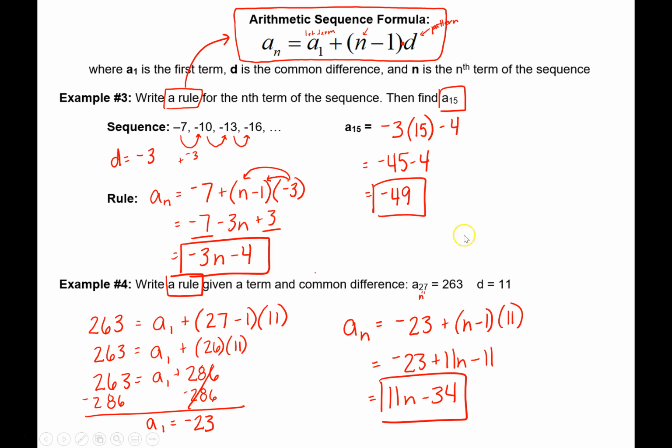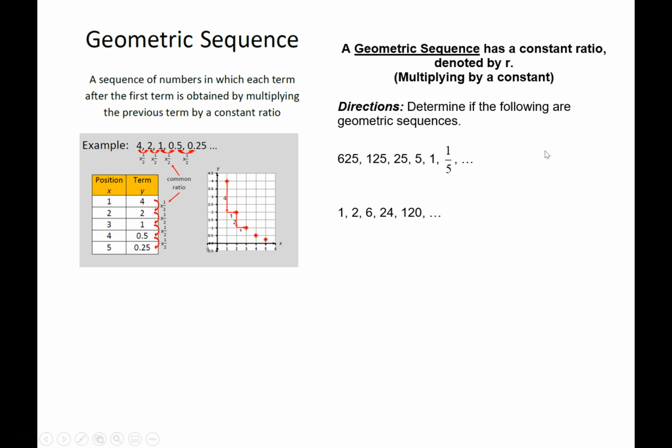All right, so the next thing that I want to do is a different kind of sequence, but one that is kind of similar. In addition to arithmetic sequences, we're going to have geometric sequences. And geometric sequences, their pattern is called a constant ratio. And what that means is that we're going to be multiplying for our pattern, and it's going to be by the same thing every time when we multiply.